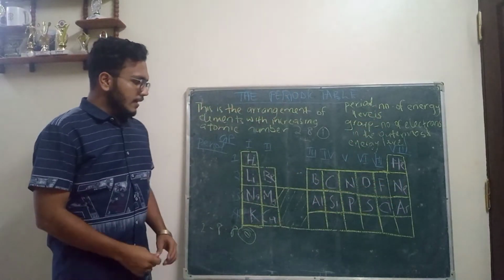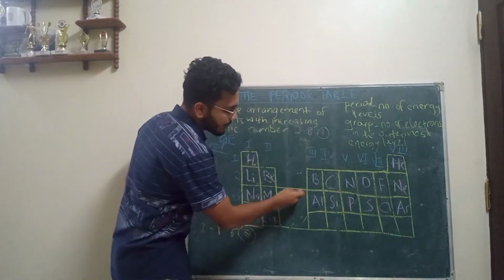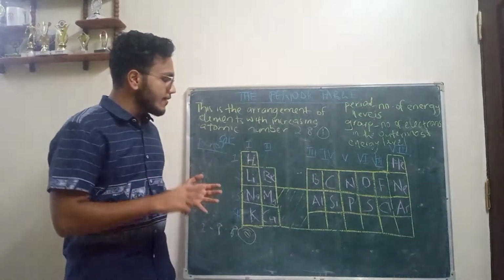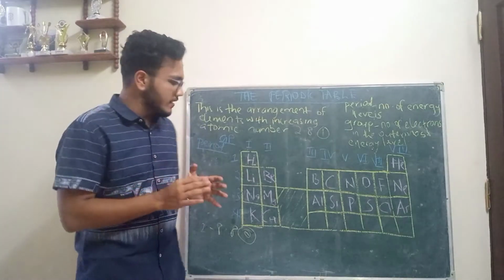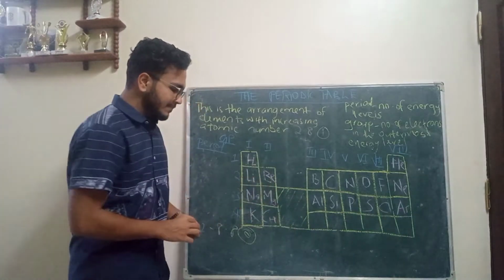Now, as you can see here, this shaded part represents the transition metals such as copper, silver, gold, and all those metals in between, the shaded area.